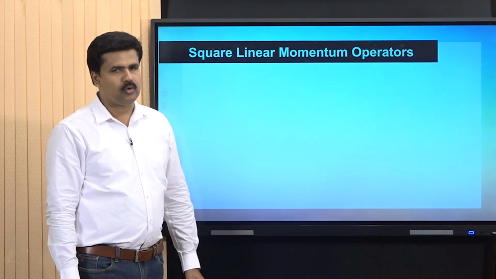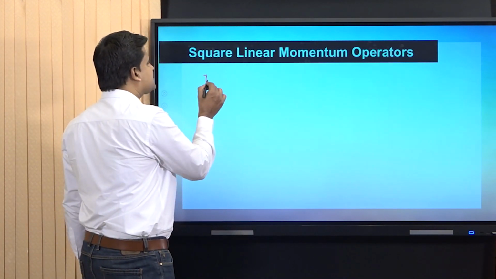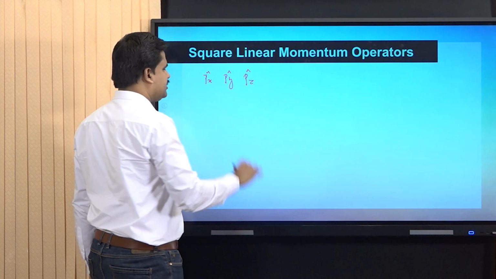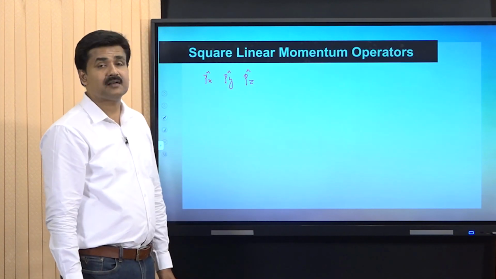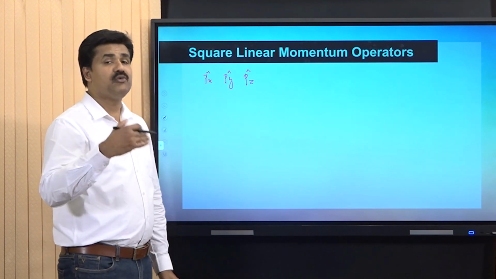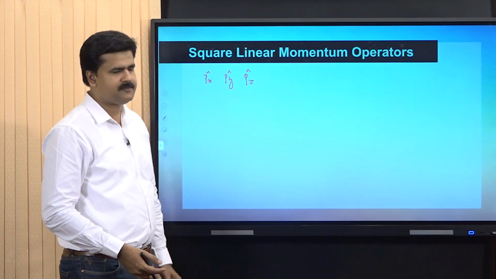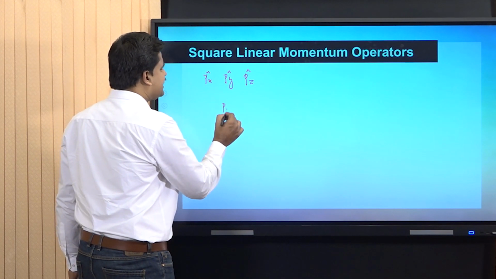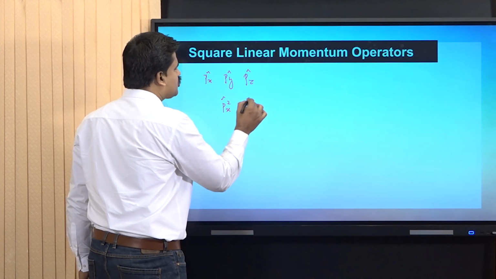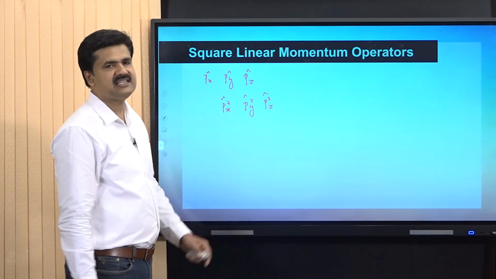Now, square linear momentum operators. We already learned about Px hat, Py hat and Pz hat. They are the linear momentum operators along x, y and z direction. Now we are going to derive expression for square linear momentum operators. That is, we have to get expression for Px square hat, Py square hat and Pz square hat. How to get that expression?